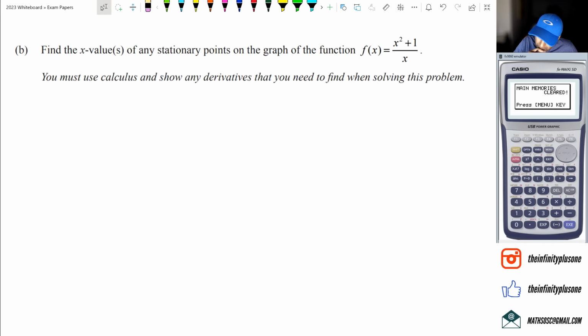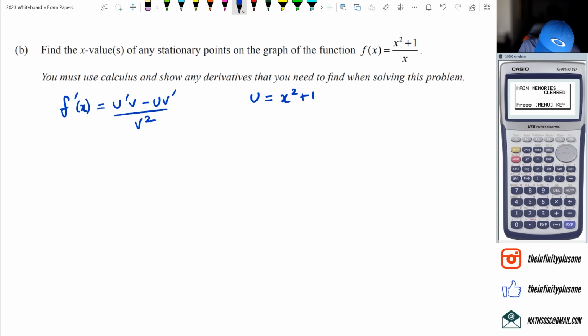Looking at this one, I think it's very easy to be tempted to take it separately, but I would actually just use the quotient rule for this. So we can say f dash of x equals u dash v minus uv dash over v squared. So I'm going to put u as x squared plus 1, which means u dash is equal to 2x, and v is equal to x, and v dash is equal to 1.